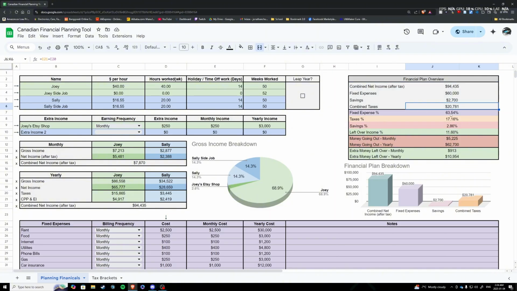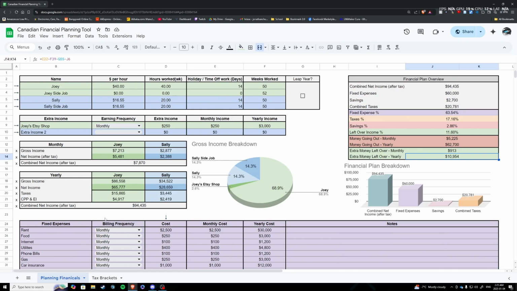Then you have our percentages for fixed expenses, tax, savings, and leftover income. You can see that here. And then you can see our money going out monthly and yearly. And then we can also see the extra money left over monthly and yearly also.